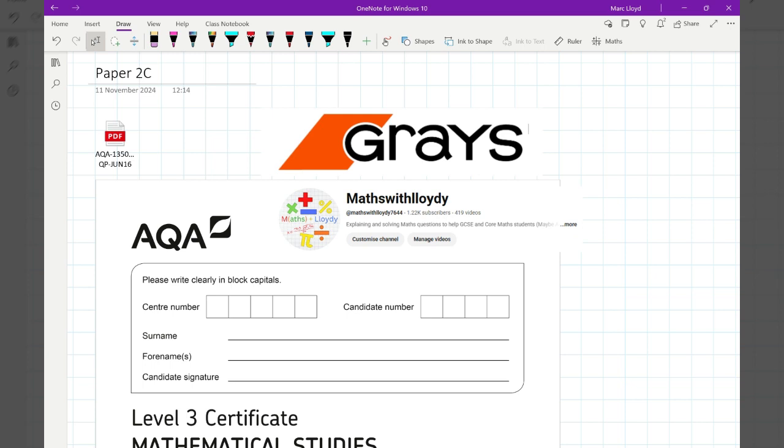We are looking at the paper 2C. This is not my speciality. I'm a 2B guy, so I'm going to do my best to go through 2C. We should be cooking on gas.